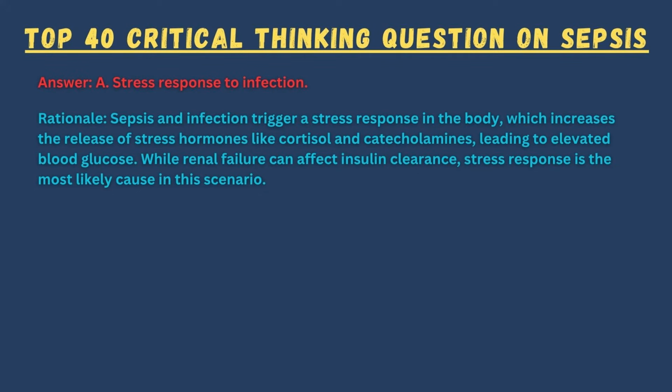Rationale: sepsis and infection trigger a stress response in the body, which increases the release of stress hormones like cortisol and catecholamines, leading to elevated blood glucose. While renal failure can affect insulin clearance, stress response is the most likely cause in this scenario.